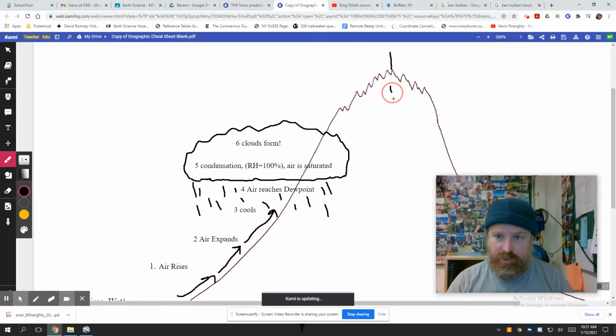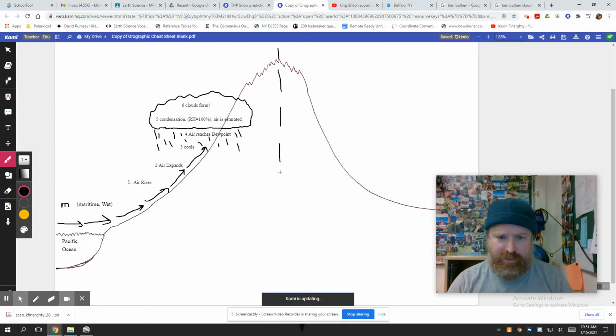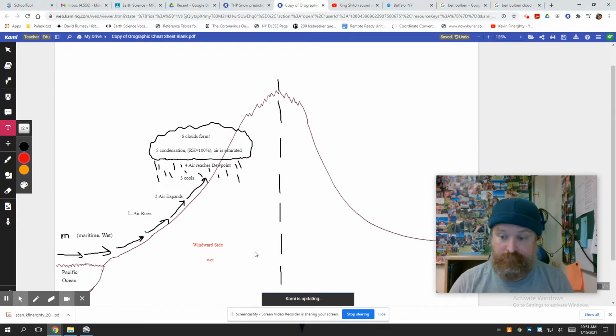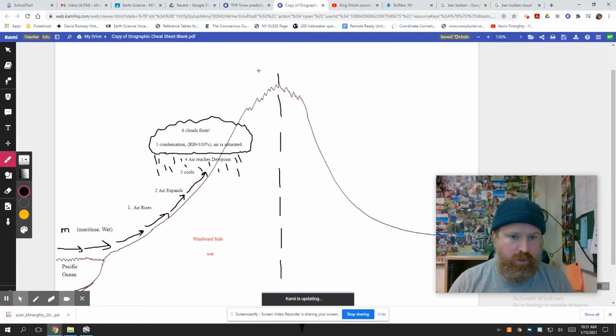What I want to do is split my diagram in half so we can talk about the two separate sides of the mountain. I'll zoom back out a little bit. Beautiful. So this side of the mountain is called the windward side. Windward side. And the windward side is what? All right, so then the air comes up the mountain.